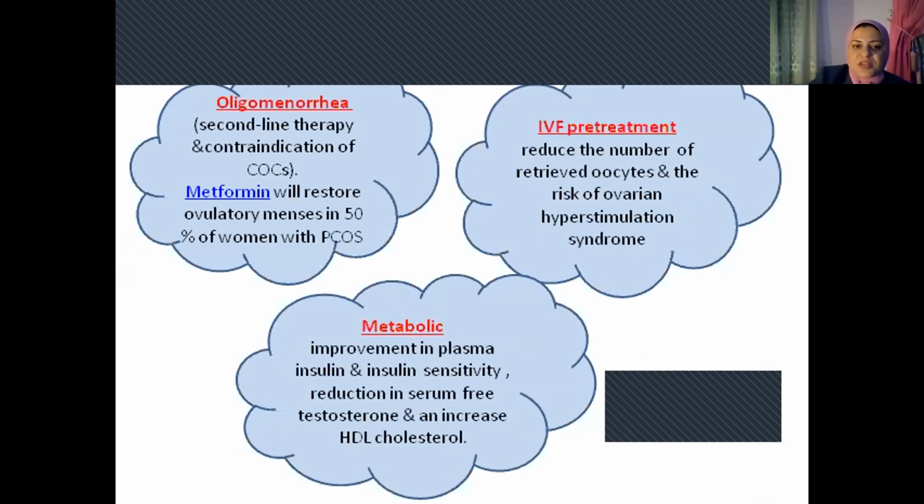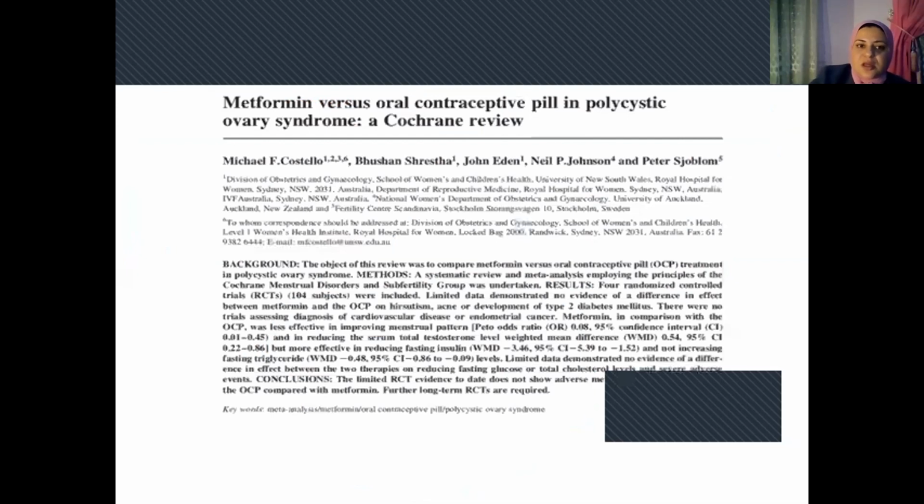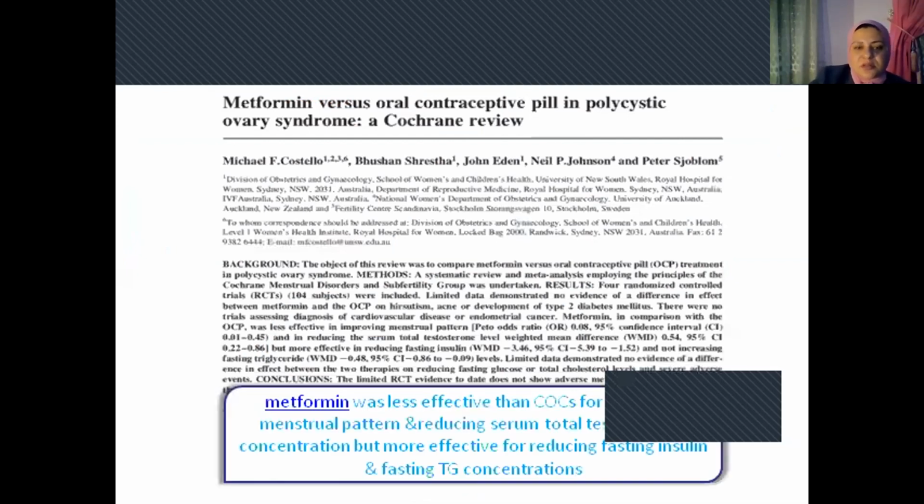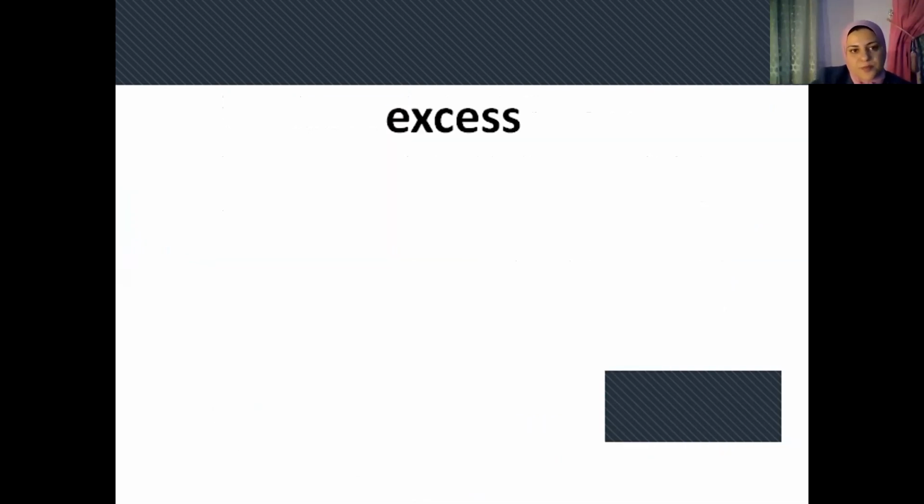it increases HDL cholesterol. This is a study showing that metformin was less effective than an oral contraceptive in improving menstrual pattern and reducing the total testosterone concentration, but it's more effective in reducing the fasting insulin and the triglyceride concentrations.